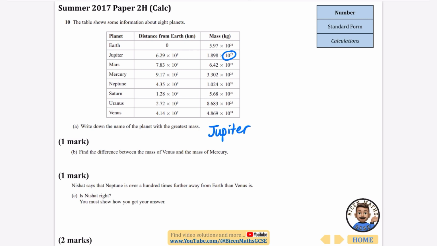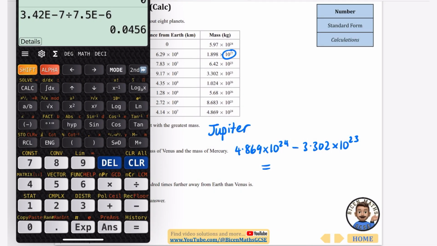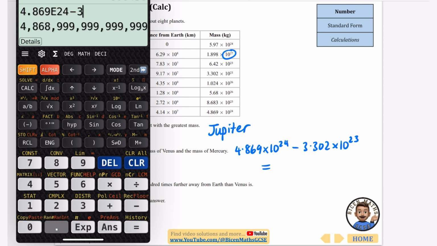Find the difference between the mass of Venus and the mass of Mercury. Well, difference means to do subtract, and it's a calculator paper. So I'm going to take the mass of Venus, which is 4.869 times 10 to the power of 24, and the mass of Mercury is 3.302 times 10 to the power of 23. So I'm just going to type that into the calculator, again using that times 10 to the power of button or this E button, depending on what you've got on your calculator. 4.869 times 10 to the power of 24 minus 3.302 times 10 to the power of 23.